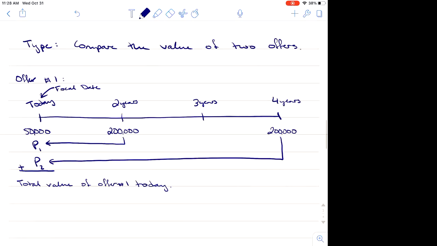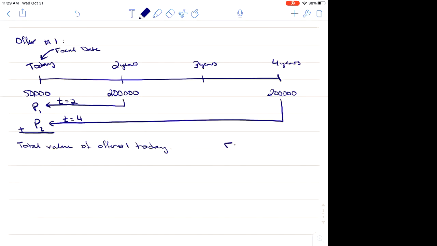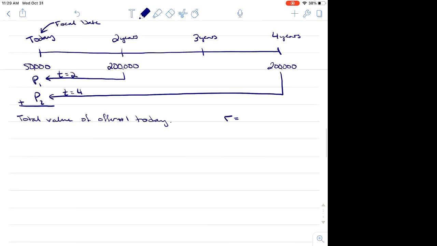This is simple interest, so we put the time on the arrows. The time between today and 2 years from now is just 2. And the time between today and 4 years from now is just 4 years. We're also told that the rate for all of these is 0.06. Any questions about that one?